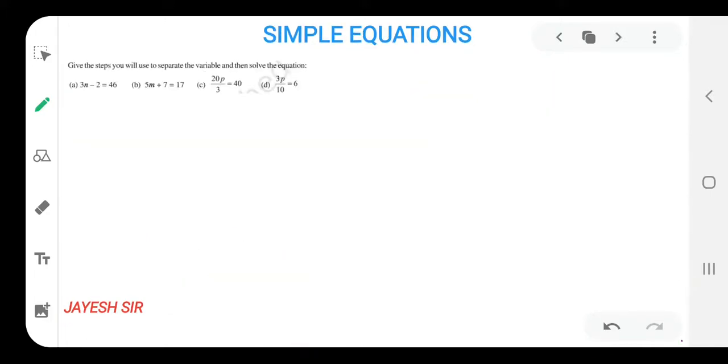So now let us begin with the next type and see what we are going to learn in this. Give the steps and separate the variable and solve the equation. We need to solve the equation and find the value of variable over here. So let us find the value of variable over here. 3n minus 2 equals to 46 is the equation. Minus 2 after going this side.